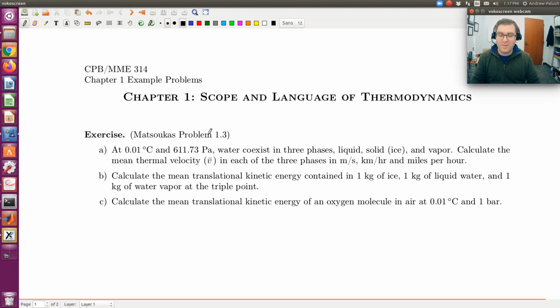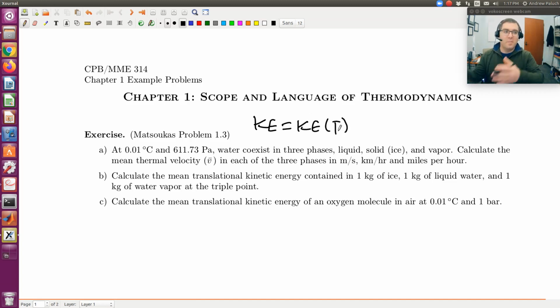Okay, cool. So here we're going to get an idea of how fast our molecules are actually moving around us. The first thing I want to point out is that we're asked to calculate the mean thermal velocity, and what's important is to remember that the kinetic energy of the molecules in our system is only a function of temperature. Temperature is a measure of the kinetic energy of the molecules in our system, so kinetic energy is a function of T.